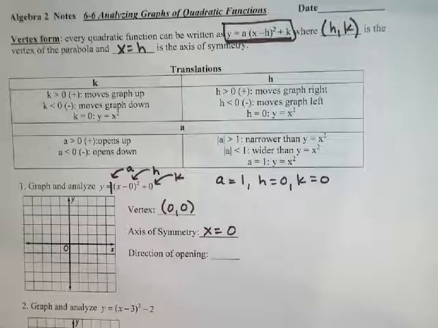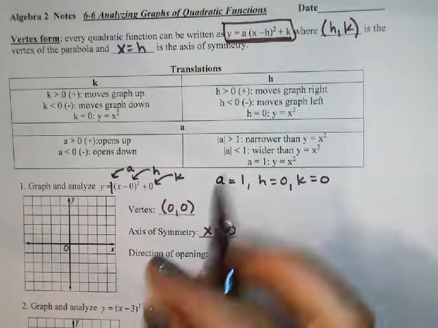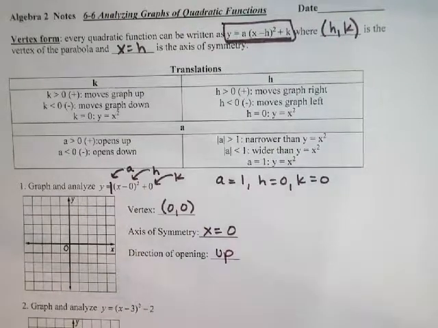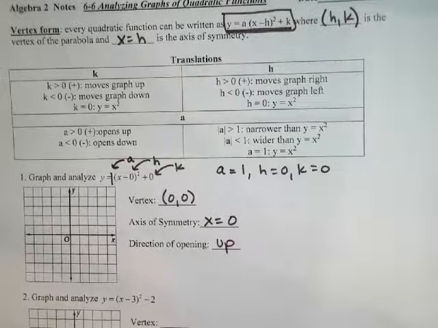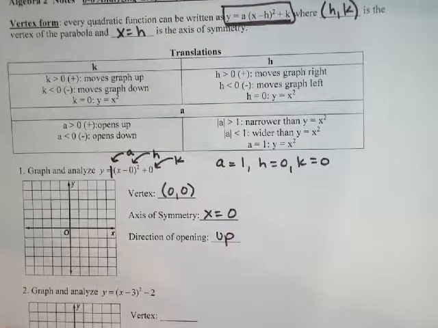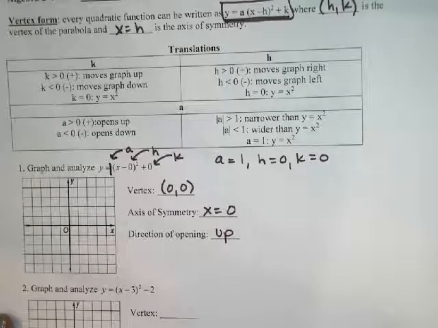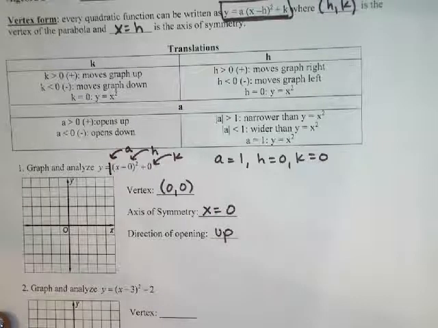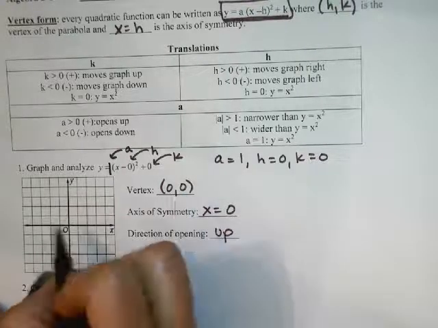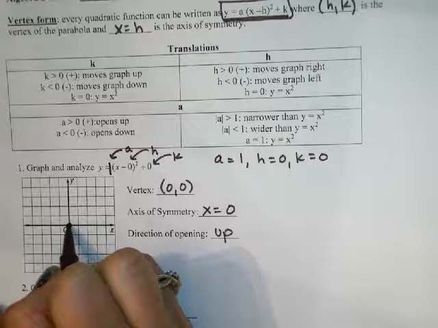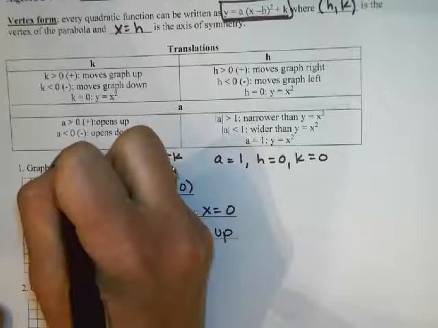And then the direction of opening, just like before: if it's positive, it opens up. When we were graphing before, we were graphing 5 points. We made our little t-table and used our calculator. Now we're just going to graph 3. We start with our vertex, so you graph your vertex. We should probably graph our axis of symmetry.